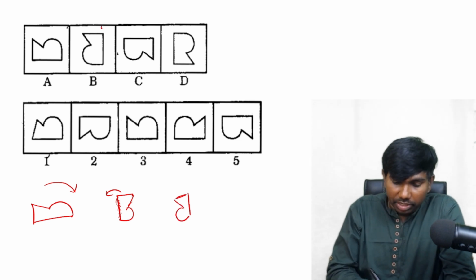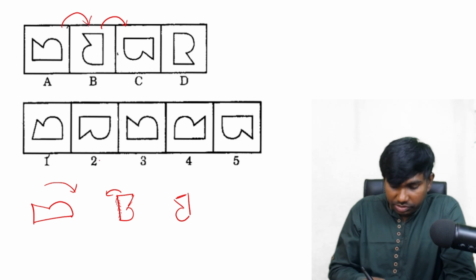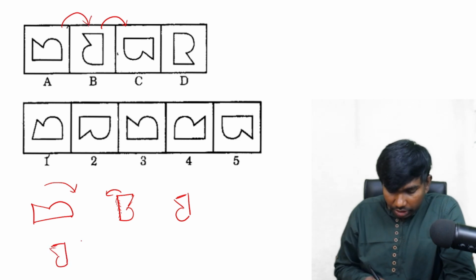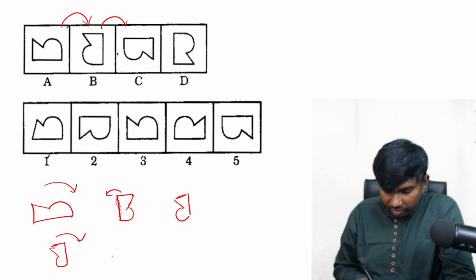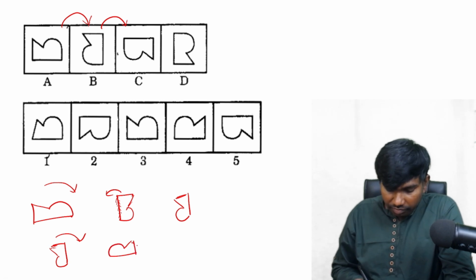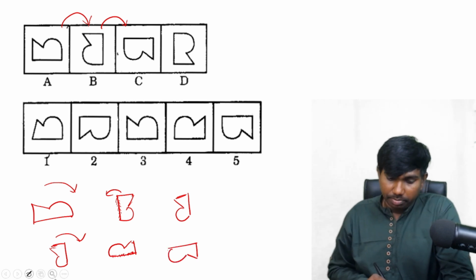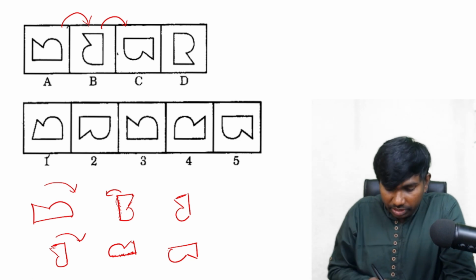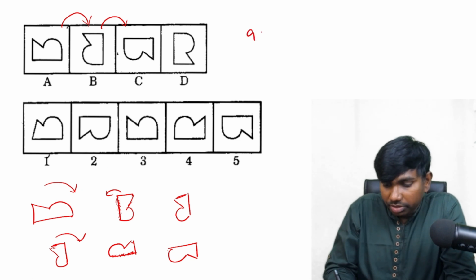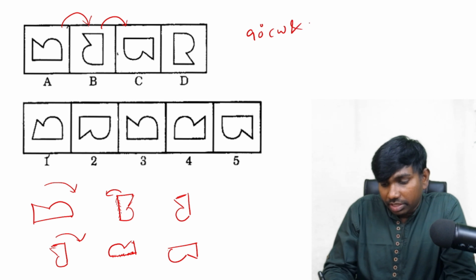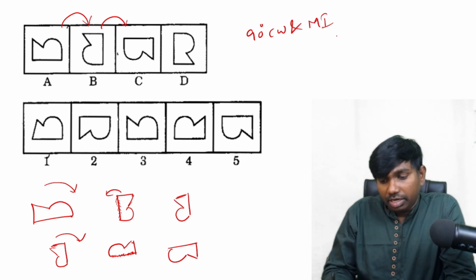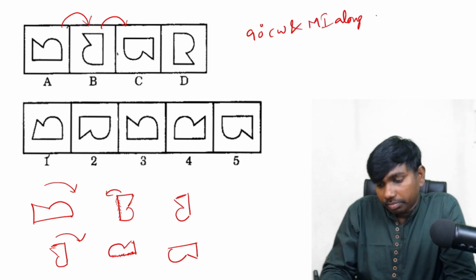Again from B to C, let us check. This is the figure B. If we rotate it by 90 degrees clockwise, we will get a figure like this, correct? And then if we take the image along this line, we will get this figure, correct? Yeah, that is figure C. That means a 90 degree clockwise rotation, and then a mirror image, and the mirror image is along the larger side of the figure.